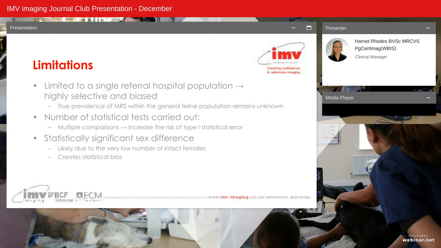And then last but not least, the statistically significant sex difference was most likely due to the low numbers of intact females within the study population, with a marked uneven distribution between the medullary rim sign group, which had 8 individuals, and control cases, which had 2 individuals, thus creating a statistical bias.